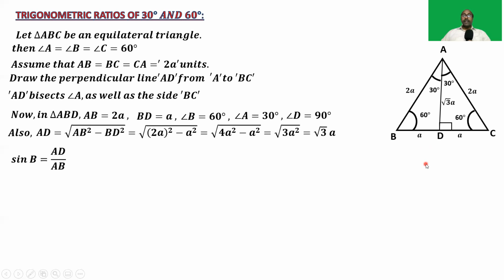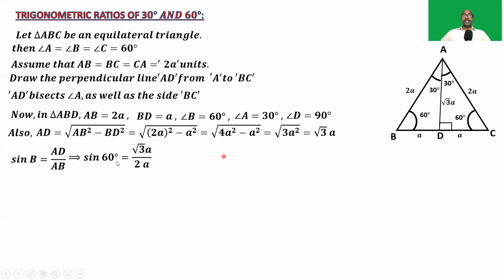Okay. Now sine B. From this triangle ABD, take sine B. Sine B is equal to the opposite side to B by the hypotenuse. Here the opposite side to B is AD and the hypotenuse is AB. So sine B is equal to AD by AB. Now substitute the values of AD and AB. That is AD equal to root 3 into A and AB equal to 2A.